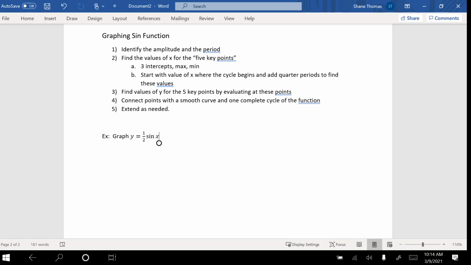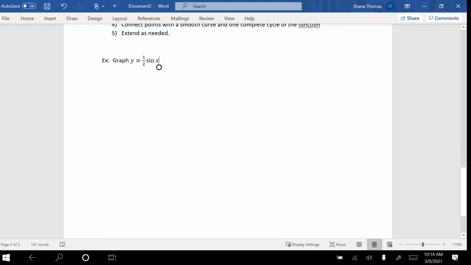So the first thing, we want to find our amplitude. Our amplitude is going to be the number that's in front of your sine. What's the number in front of the sine? 1/2. So my amplitude is 1/2. Bingo. Ooh, that's an easy one, right?